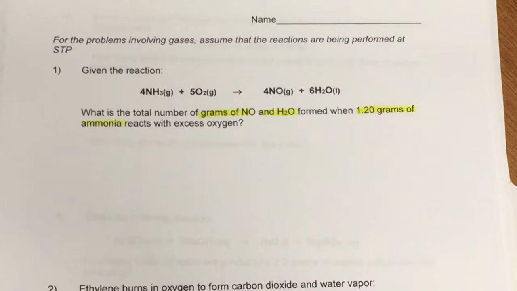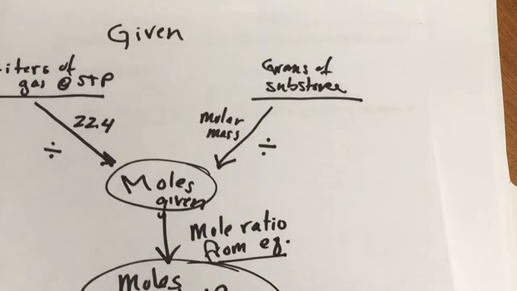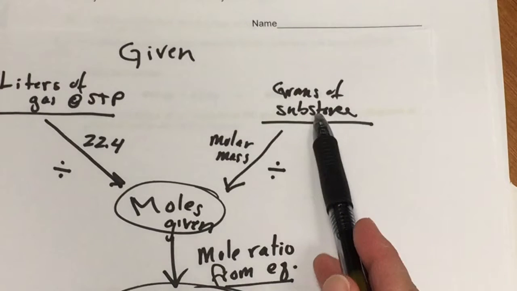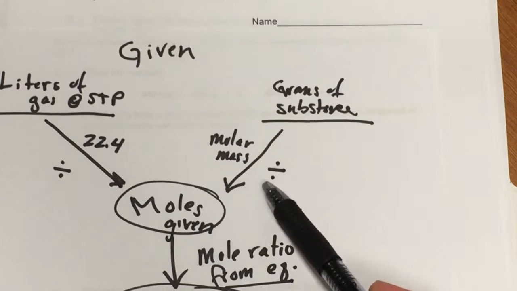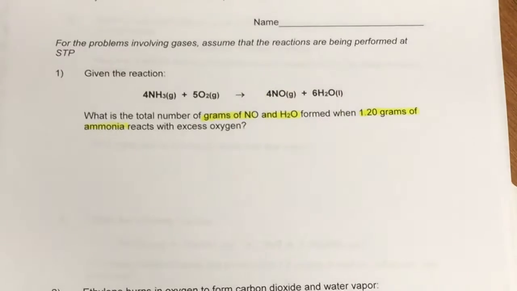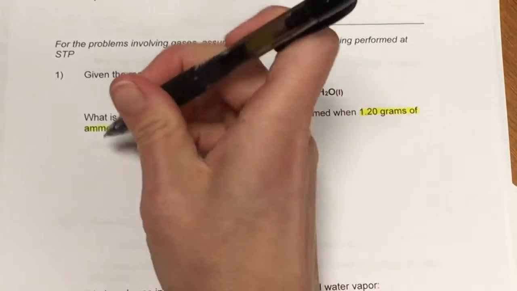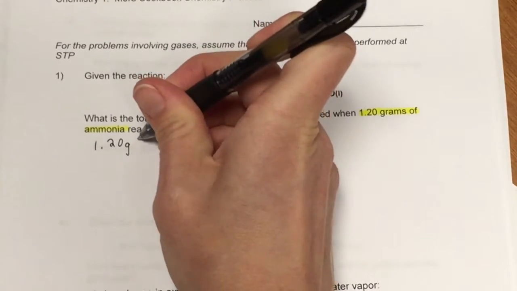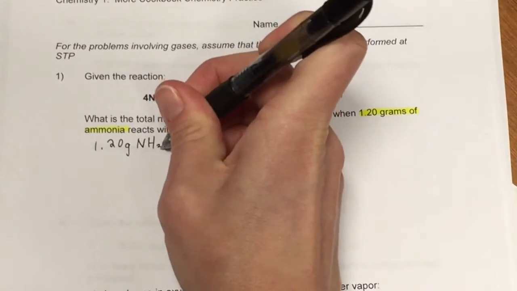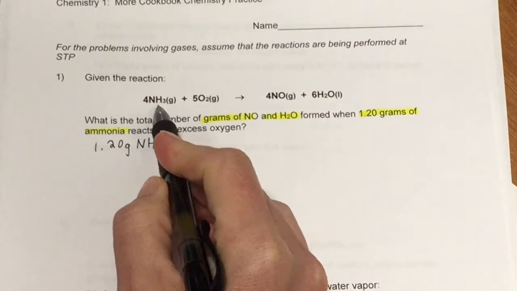What is given to us in this one? 1.25 grams of ammonia is given. So on our schematic, where are we starting? Right here, grams of a substance. What are we going to have to do first? Divide by the molar mass.